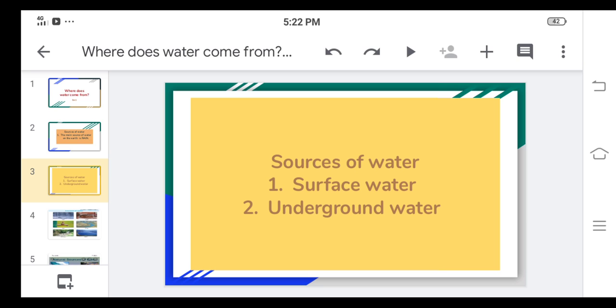So we can divide sources of water into two types. One is surface water and the second is underground water. What is meant by surface water? Surface water means water present on the flat surface. And underground water: whenever it rains, some amount of water seeps into the ground and is stored under the ground. That water is called underground water. So in this way you can divide the sources of water into two types, surface water and underground water.